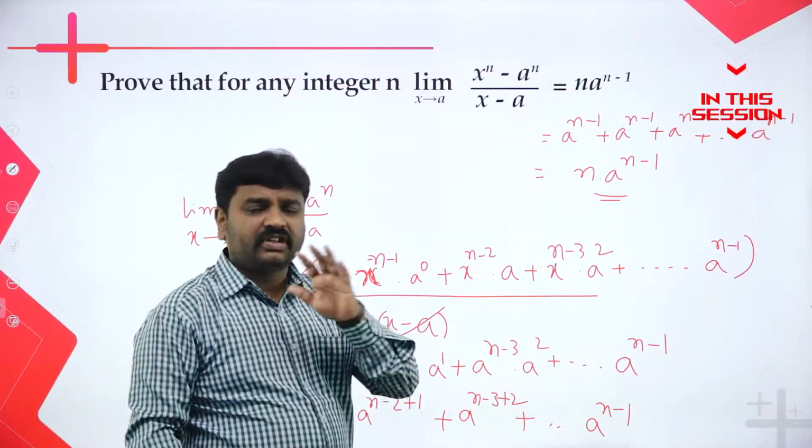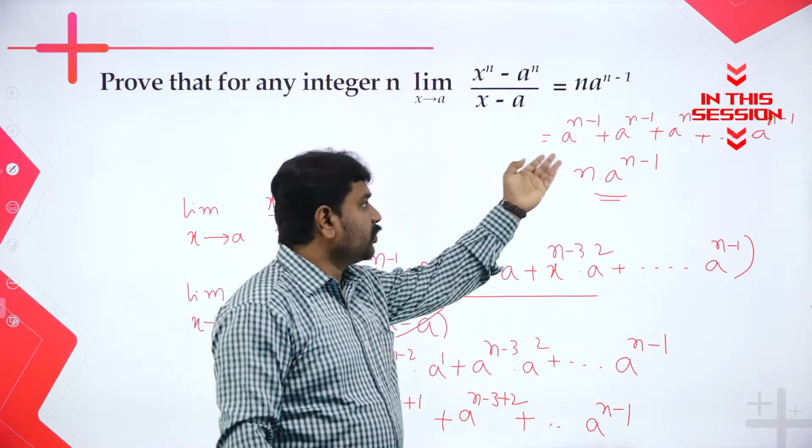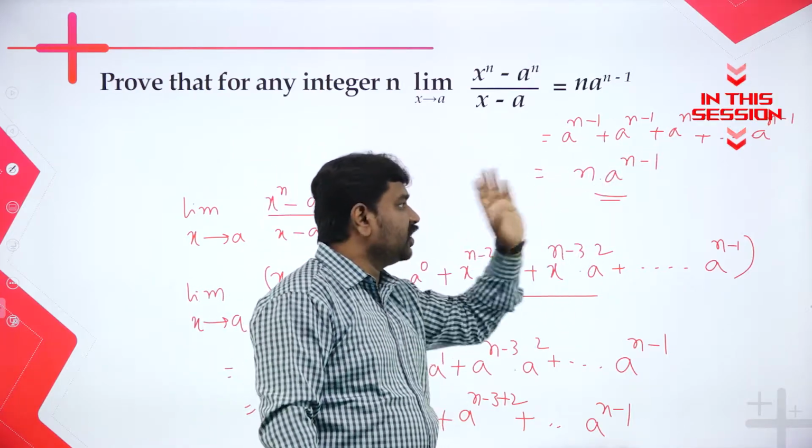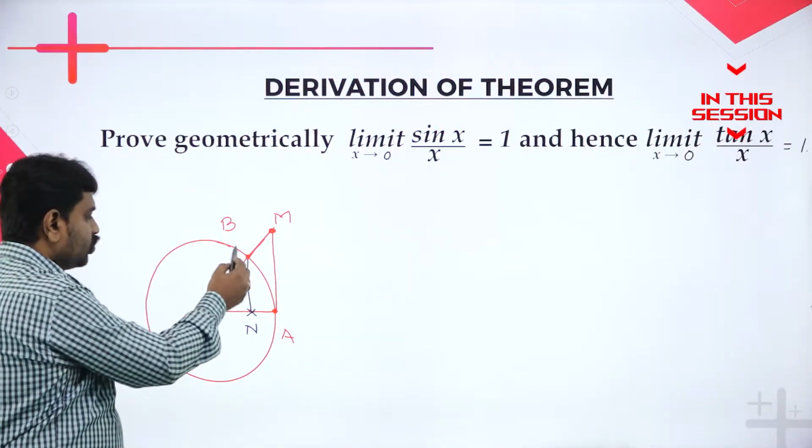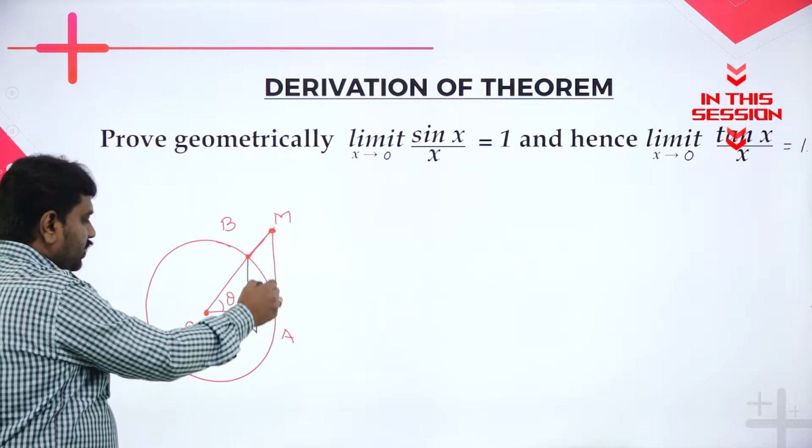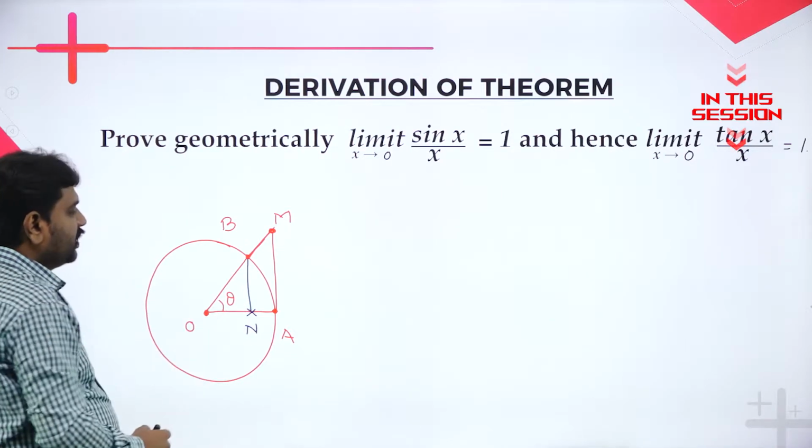If you have 5 three times, it is 3 into 5. Like that, a to the power n minus 1, n times, is n into a to the power n minus 1. A and B are the 2 points on the circle, and draw AM and OA perpendicular.